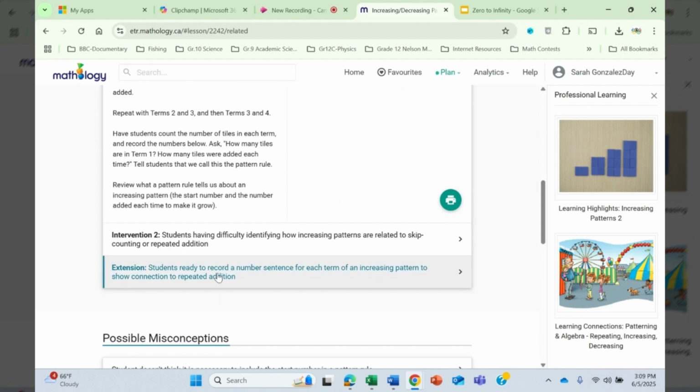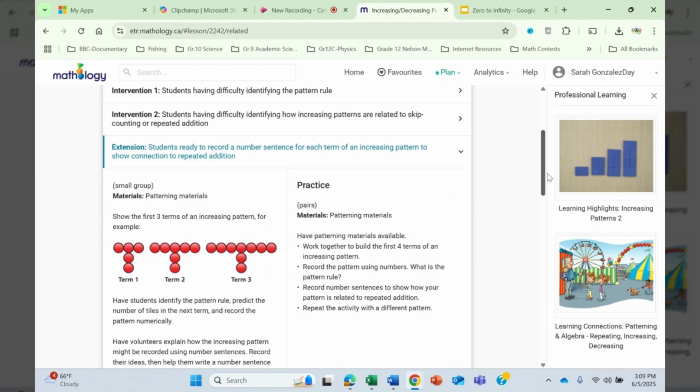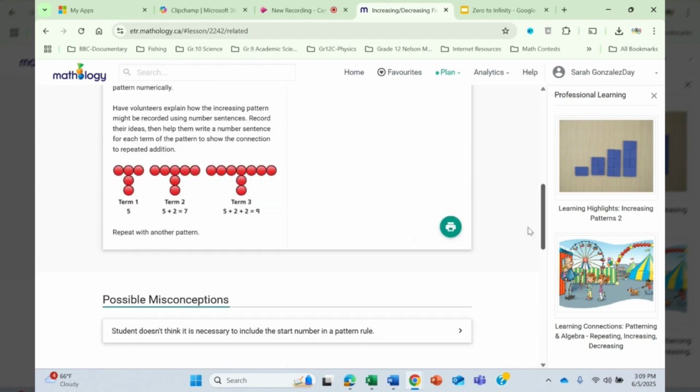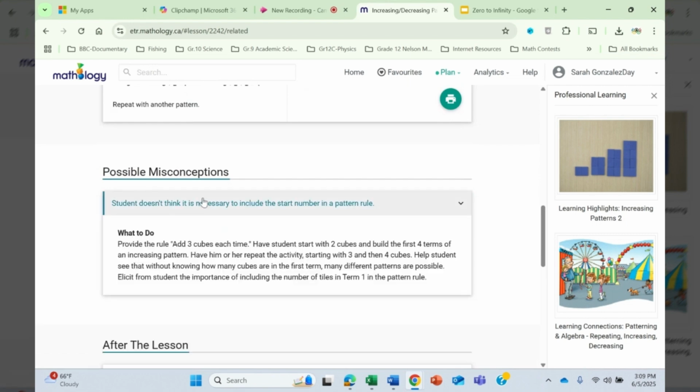So you can also do small group with students who are ready to move on to something a little more challenging. Also, if you have specific misconceptions that your students were having, they give you some ideas of how to address that. So for this lesson, you might have some students that think they don't have to include the start number in a pattern rule. So it gives you an idea of what you can do to address that.